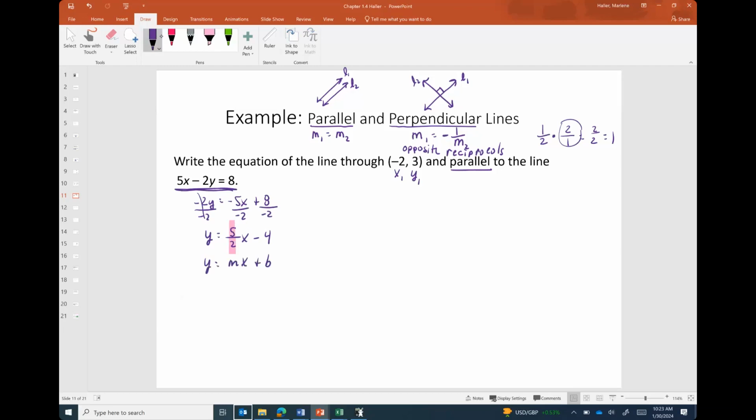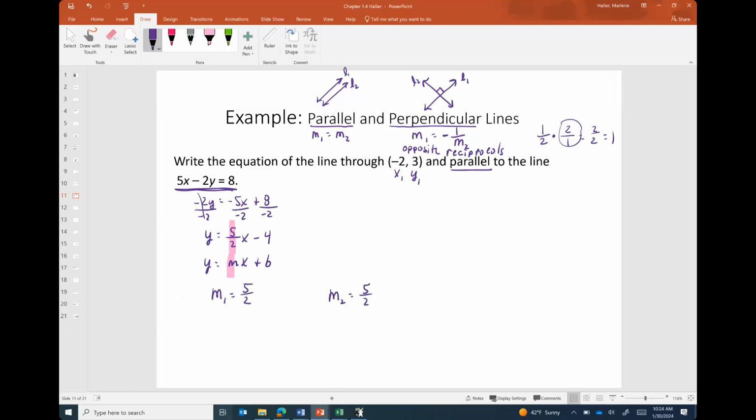There's our slope-intercept form. And now that I've written it in that form, I know that the coefficient of the x, or the number in front of the x, is going to be my slope. So if the slope of the given line, call it m1, is 5/2, what does the slope of the parallel line have to be? The same. m2 would also be 5/2, the slope of the second line, sorry.